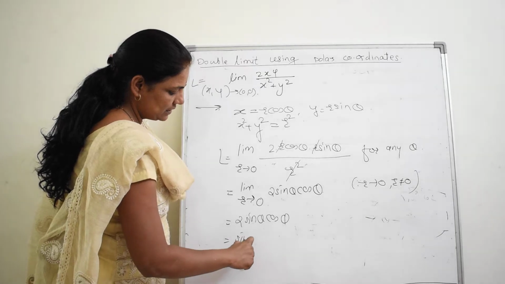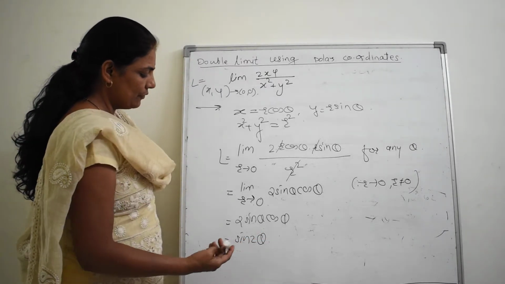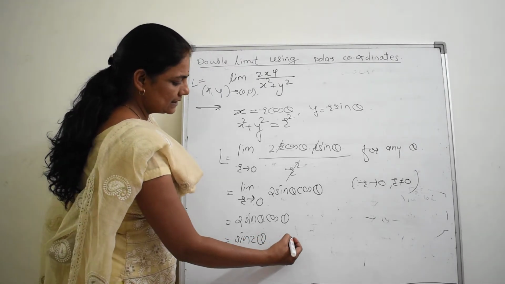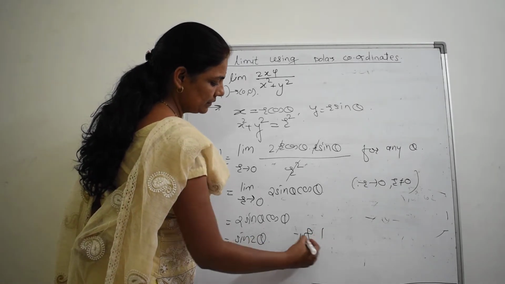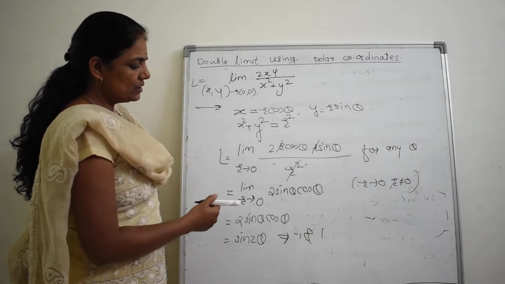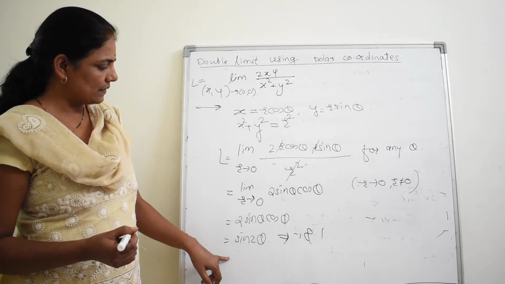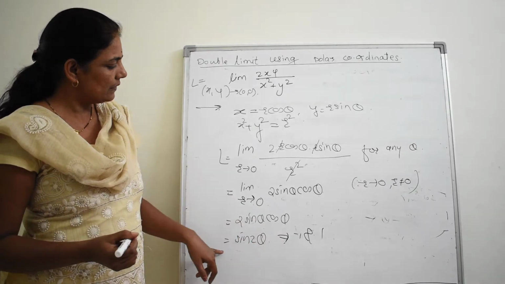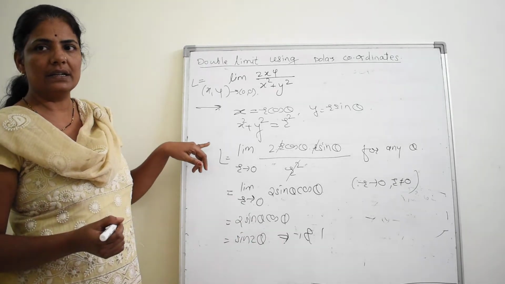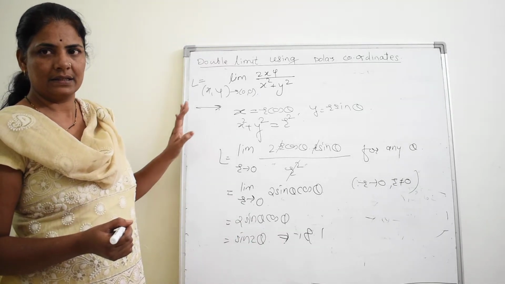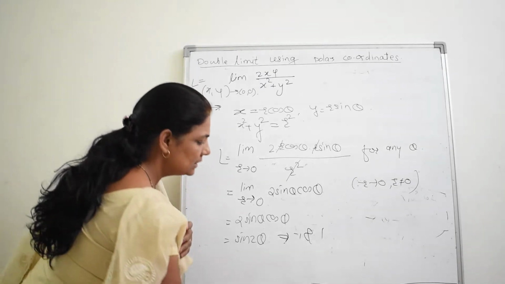So this is the same as sin 2 theta, and we know that the value of sin 2 theta lies between -1 and +1. So the limit definitely depends on the value of theta, and since it depends on the value of theta, we say that the limit doesn't exist. Okay. Now consider another example.